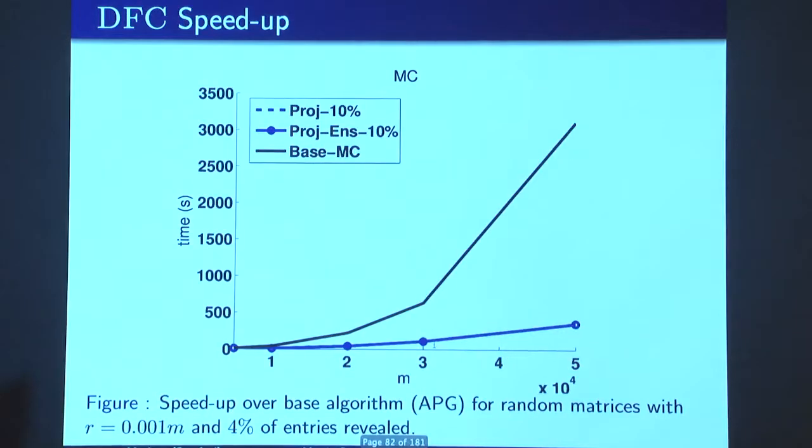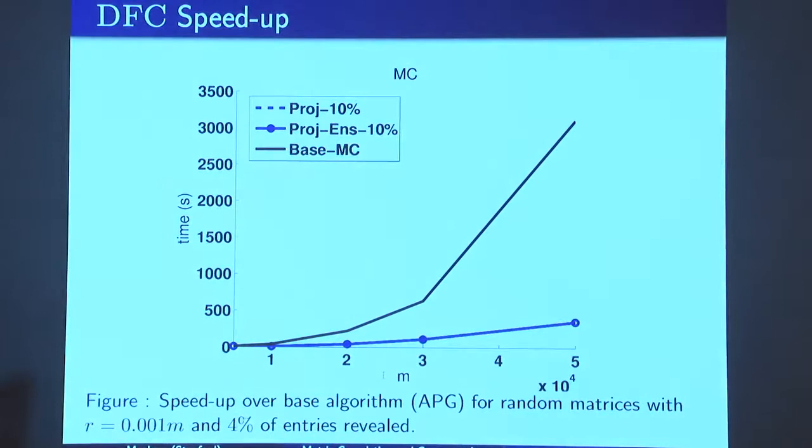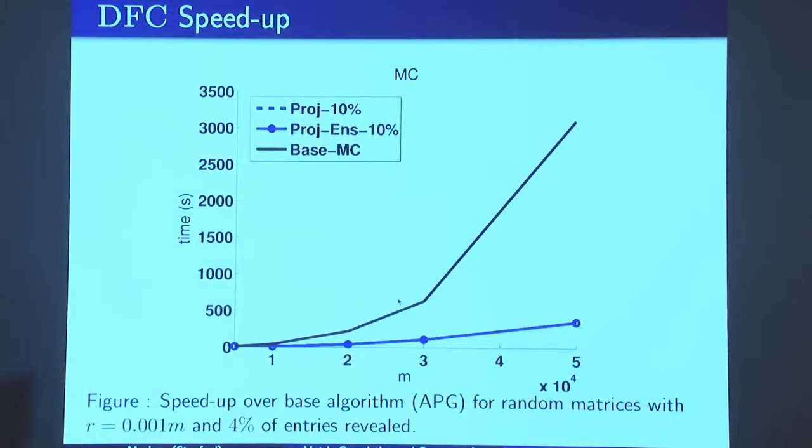OK, and just to highlight that, here's a timing curve. Here we have different size matrices that we're recovering, up through 50,000 by 50,000 size matrices. And we see that the timing profile of the base algorithm in black is much worse than that of the blue algorithm, which again is getting comparable error because we're observing 4% of the entries. So we're seeing basically the same error level, but in much less time.